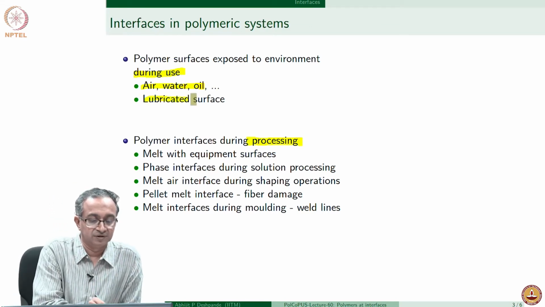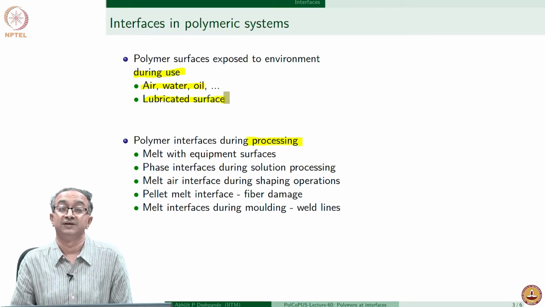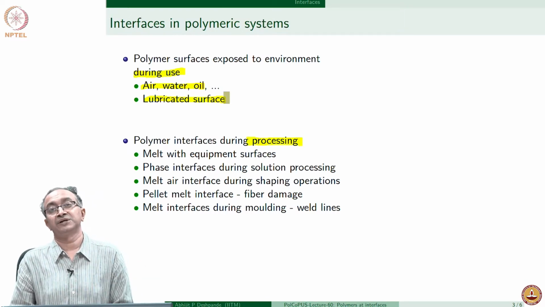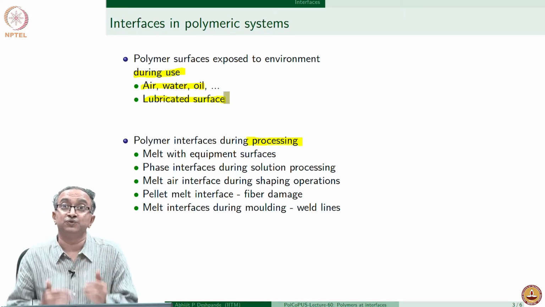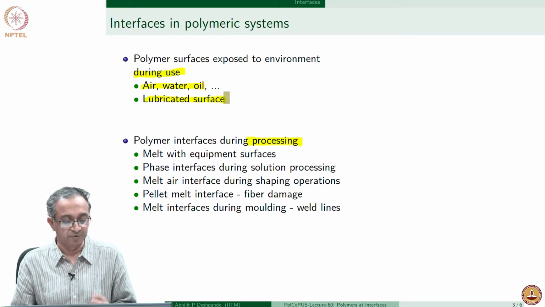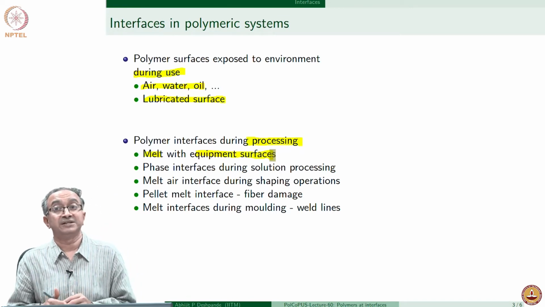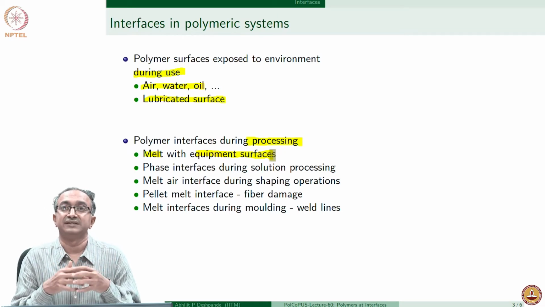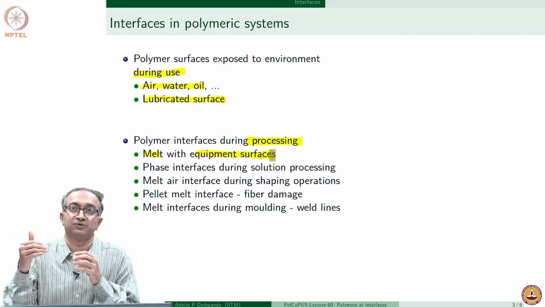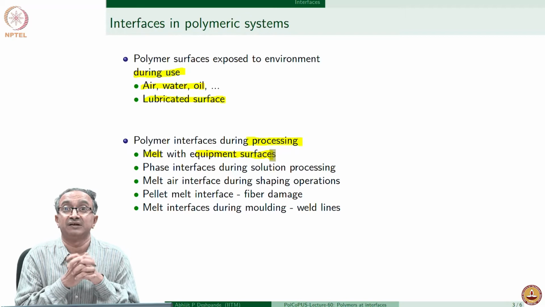We could also have polymer being subjected to contact with other solids in case of a lubricated surface. So, Teflon, for example, is used as a machine component, or nylon is used as a machine component, and then it comes in contact with metallic or other materials. So, what happens at the interface between two solid materials? During processing, of course, melt interacts with the equipment surface. And you might think in terms of why is this important? Why would melt interaction with the solid surface of a mold material or a screw extrusion material matter? Why is that important?